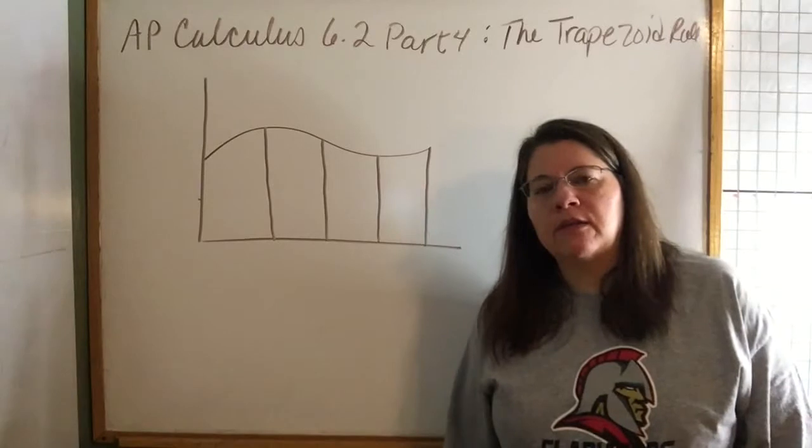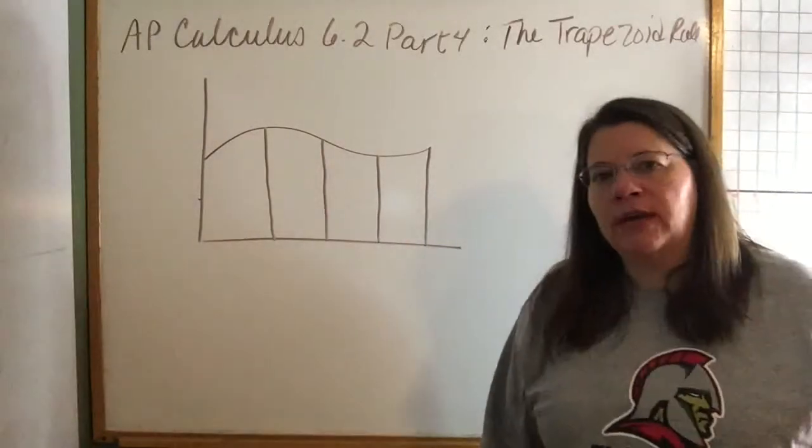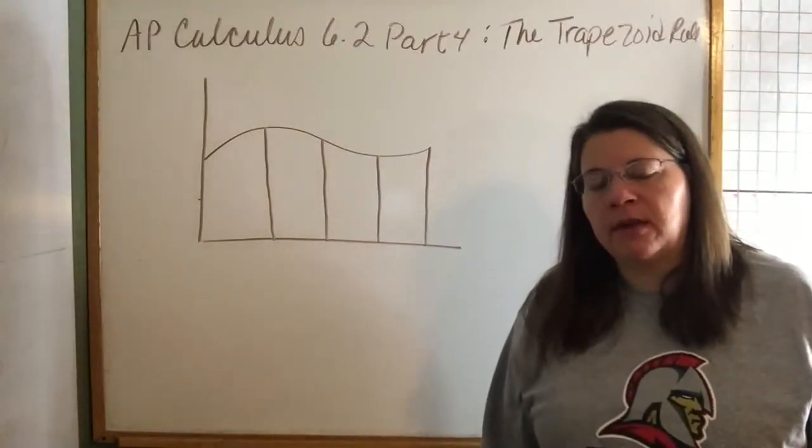This is AP Calculus 6-2, Part 4, the Trapezoid Rule. We have learned already how to do the left Riemann sum, the right Riemann sum, and the midpoint rule.